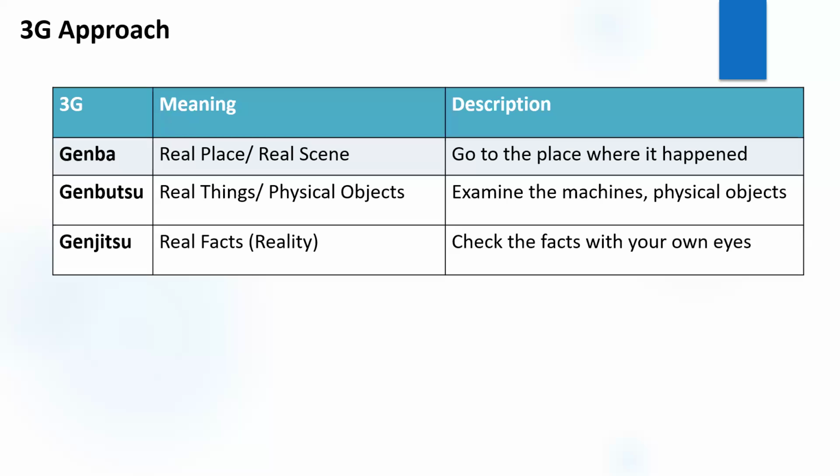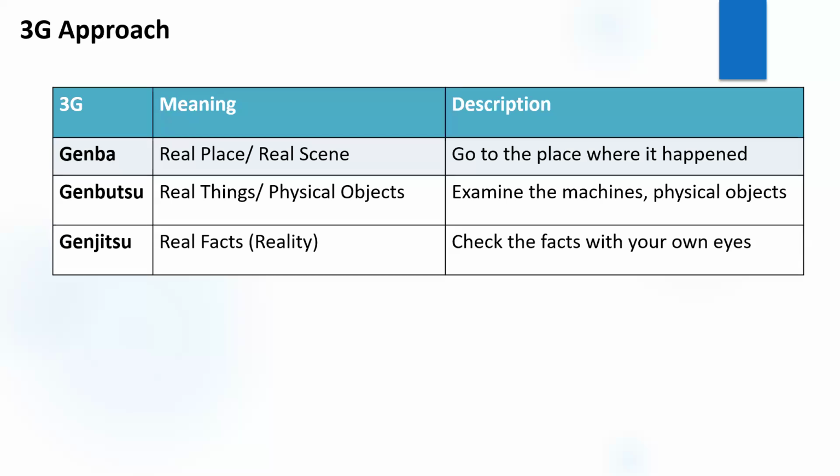Gembutsu, as we discussed, is a physical object. Suppose there is a problem with a machine, examine that part of the machine, or examine the physical object. And Genjitsu means we need to collect the facts. We need to check with our own eyes. Do not depend on assumptions. Do not depend on the opinions of other persons. Check the facts with your own eyes.